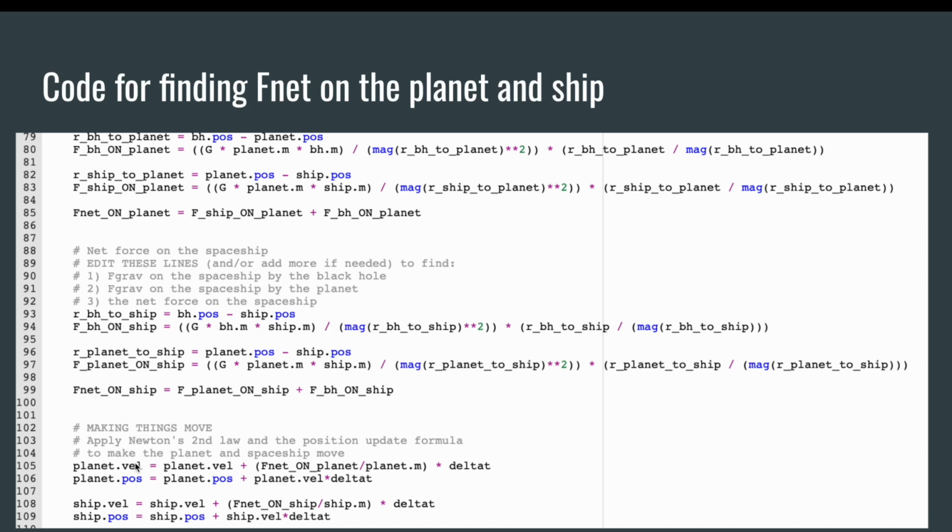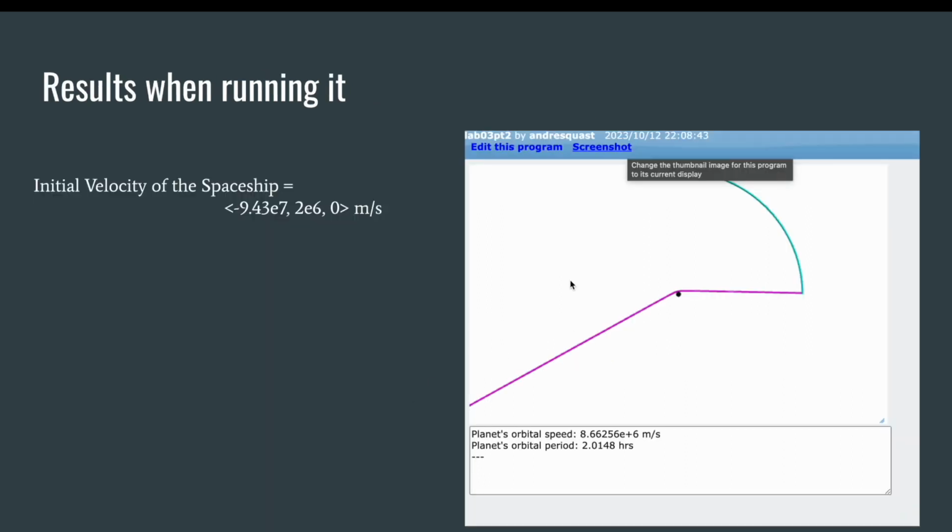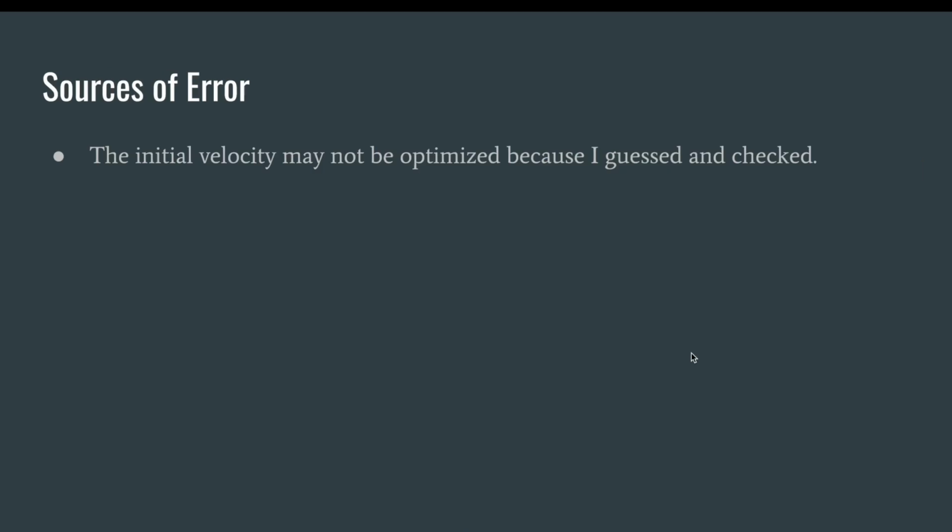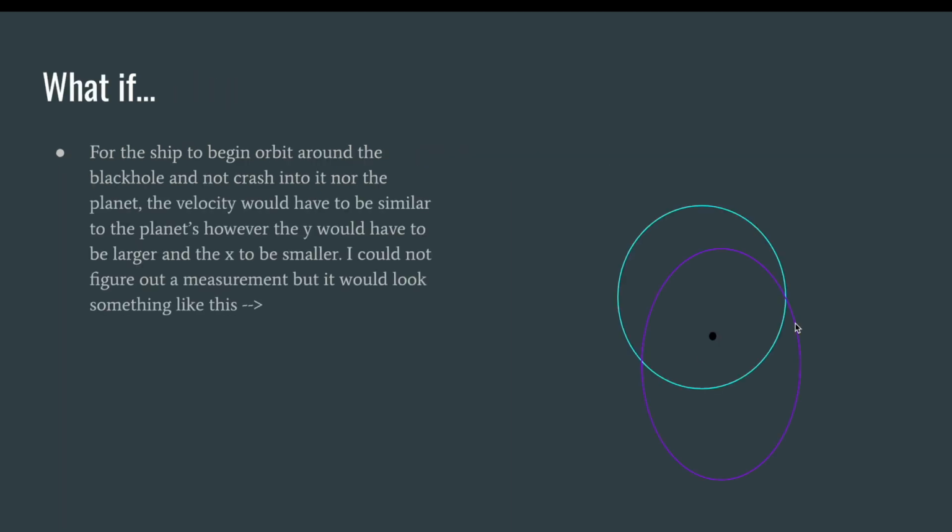And then you can see how we update the planet's velocity and position and the ship's velocity and position using all these calculations. So when you run it, it looks something like this, where the cyan line is the position of the planet, and the purple line is the position of the spaceship. I chose the initial velocity of <-9.43e7, 2e6, 0> meters per second to escape the planet's orbit and get past the black hole. One source of error that I had was that the initial velocity may not be optimized, just because I guessed and checked to find it.